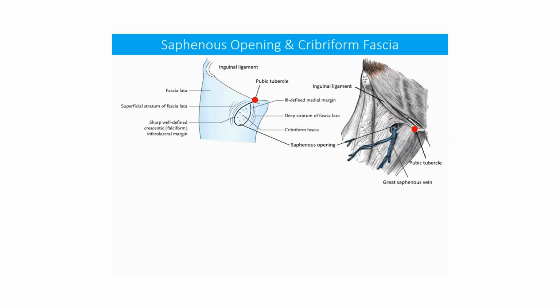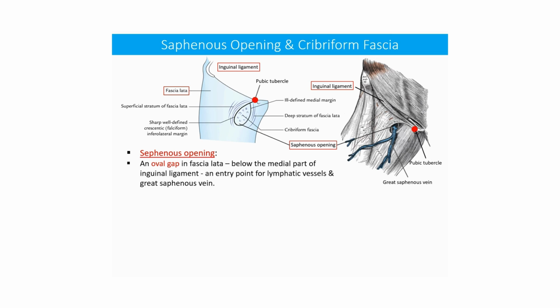Now we come on to the description of saphenous opening and the cribriform fascia. The saphenous opening is an oval gap in the fascia lata located below the medial part of the inguinal ligament and serves as an entry point for lymph vessels and great saphenous vein and its tributaries.